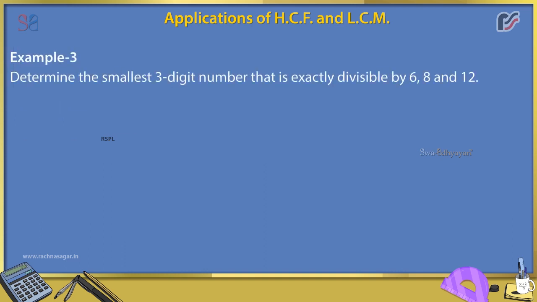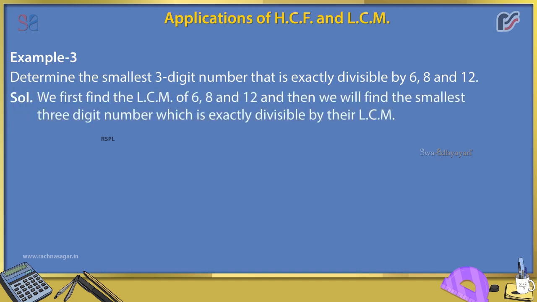Example 3. Determine the smallest three-digit number that is exactly divisible by 6, 8 and 12. Solution. We first find the LCM of 6, 8 and 12, and then we will find the smallest three-digit number which is exactly divisible by their LCM.